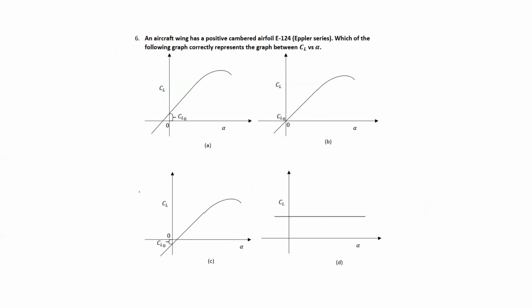An aircraft wing has a positive cambered airfoil. Which of the following graphs correctly represents the graph between CL versus alpha? It should be A. Okay, we know the right answer, then let's discuss the wrong answers. Why not this? What about B? What does B represent? Because, sir, it is a characteristic of a symmetrical airfoil. It's a symmetric airfoil. And why not C? Negative cambered.